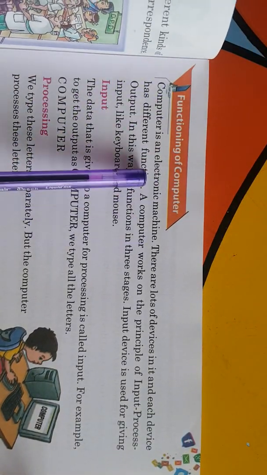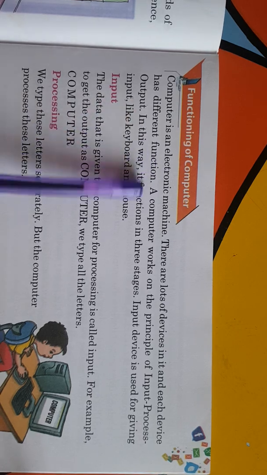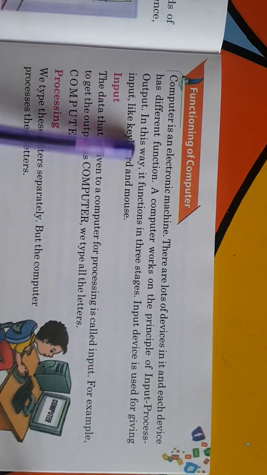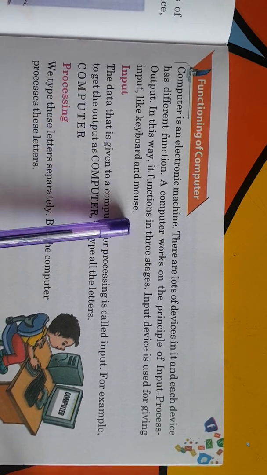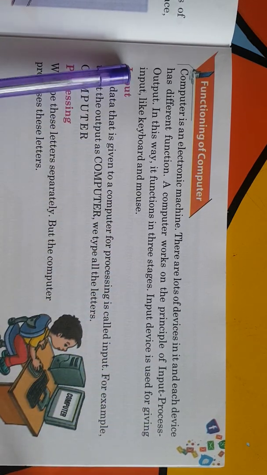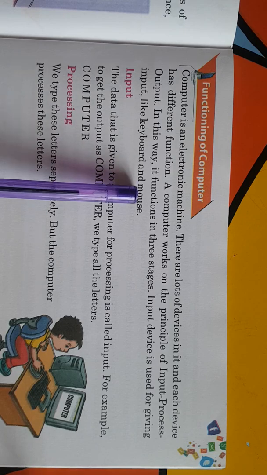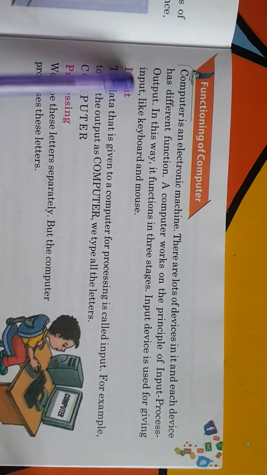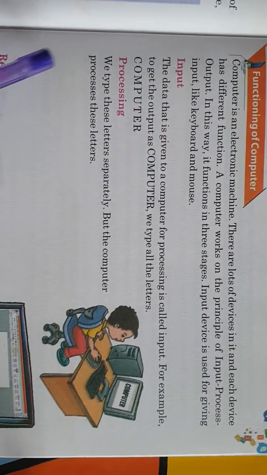Functioning of computer. Computer is an electronic machine. There are lots of devices in it and each device has a different function. A computer works on the principle of input, process, output. In this way, it functions in 3 stages. Input device is used for giving input, like keyboard and mouse.